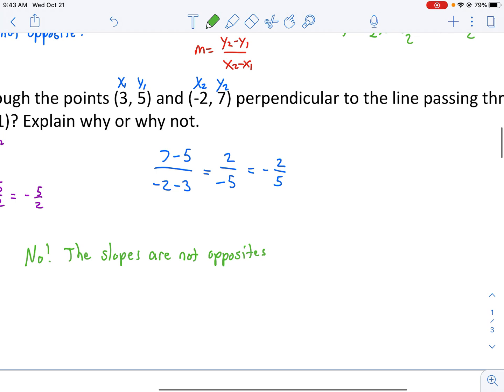And then I'll say, even though they are reciprocals, just them being reciprocals is not enough. Okay.